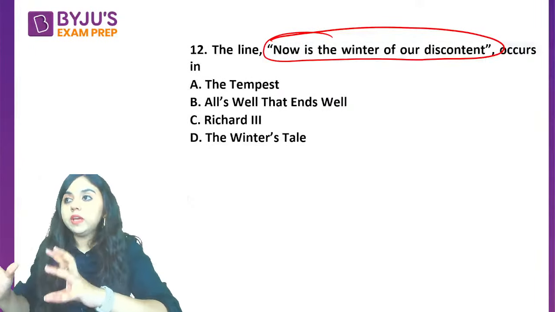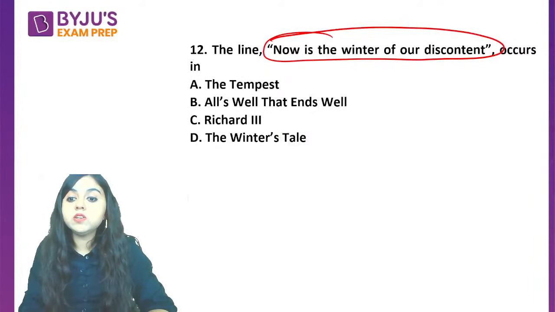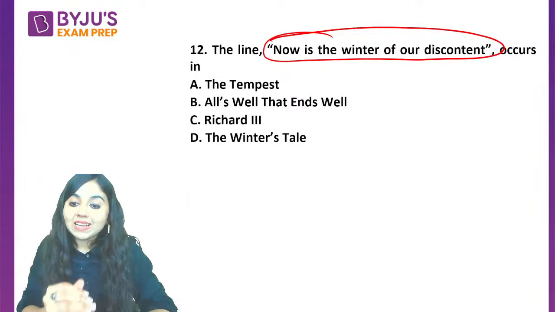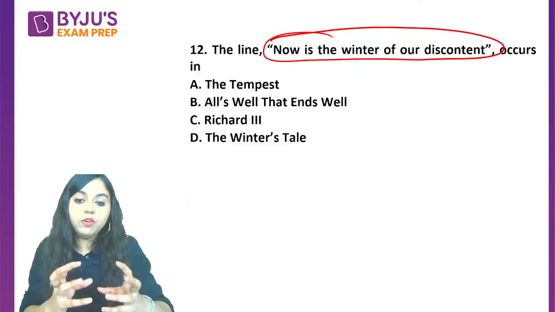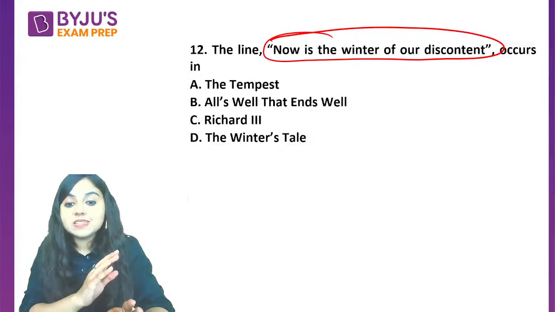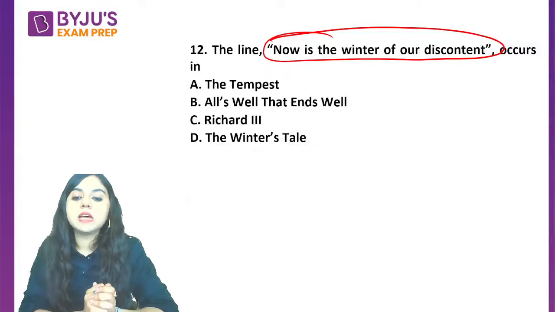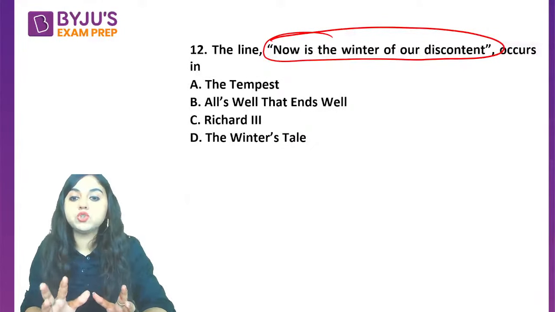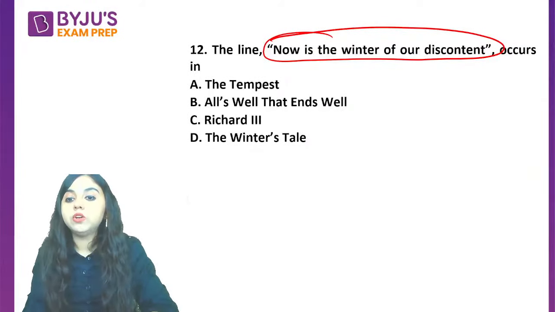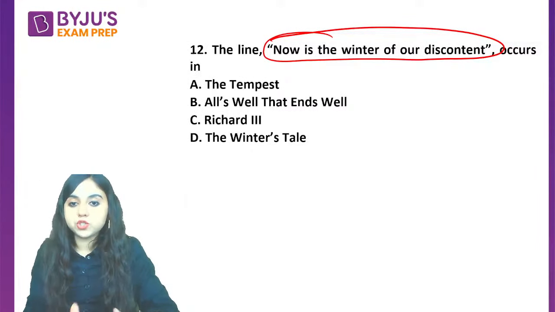He wants to take control of the throne of England, and he describes how the turbulent years of the War of the Roses have come to an end because of the accession of his brother Edward IV to the English throne. Richard feels that this is the ideal moment to take decisive action and take power in his hands. So he's very scheming, very shrewd, very calculative. So that is, now is the winter of our discontent, Richard III. Important lines are coming from the history plays of Shakespeare.